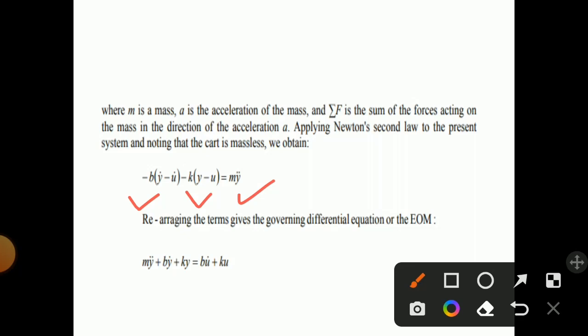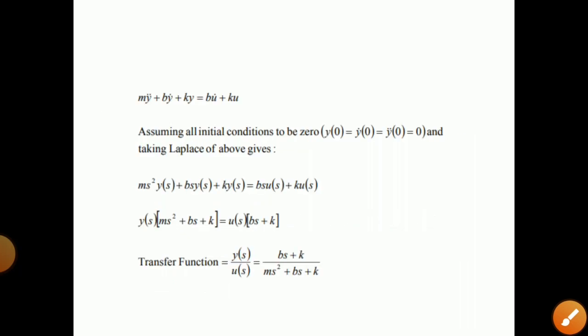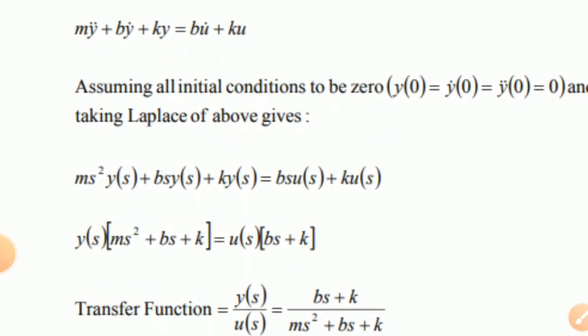Rearranging the terms, we get m into y double dot plus b into y dot plus k y is equal to b into u dot plus k into u. I have written the same equation here: m y double dot plus b y dot plus k y is equal to b u dot plus k u. Now apply all the initial conditions as 0 and take the Laplace transform of the above equation. So what is the Laplace transform of m into y double dot?